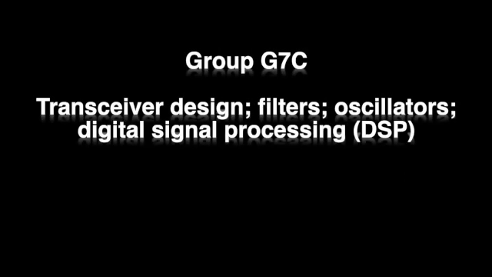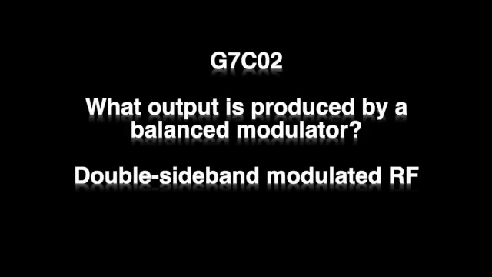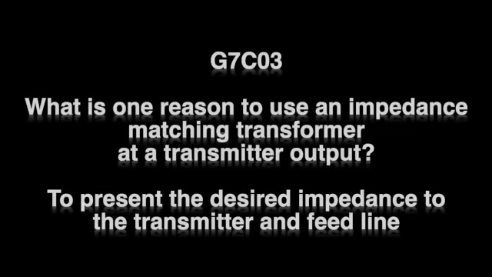Group G7C: transceiver design, filters, oscillators, digital signal processing, DSP. G7C01. What circuit is used to select one of the sidebands from a balanced modulator? Filter. G7C02. What output is produced by a balanced modulator? Double sideband modulated RF. G7C03. What is one reason to use an impedance matching transformer at a transmitter output? To present the desired impedance to the transmitter and feed line.